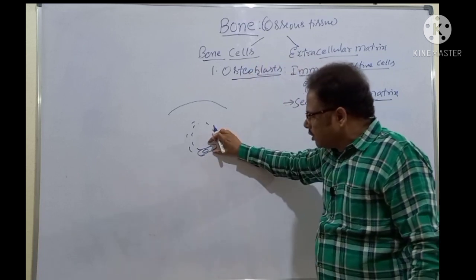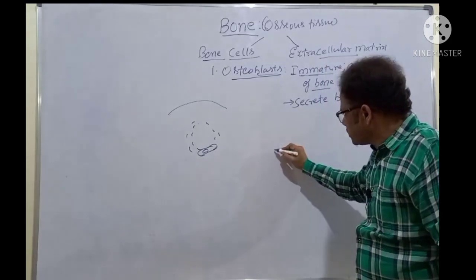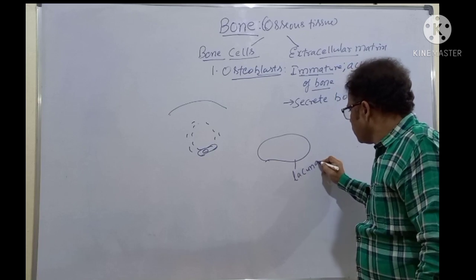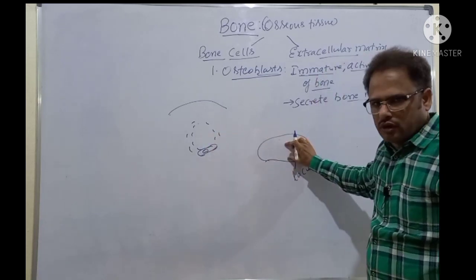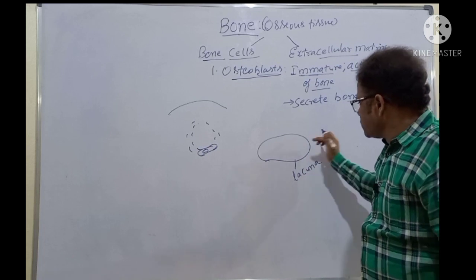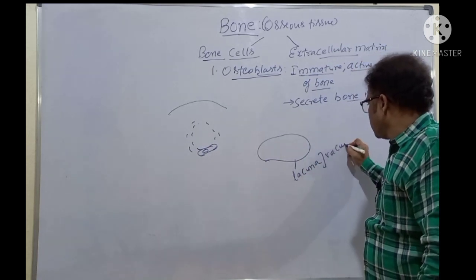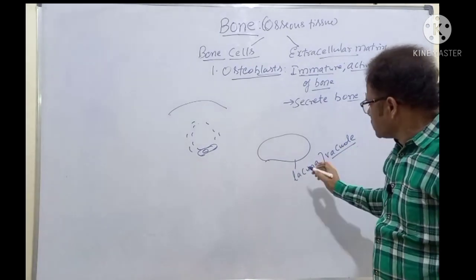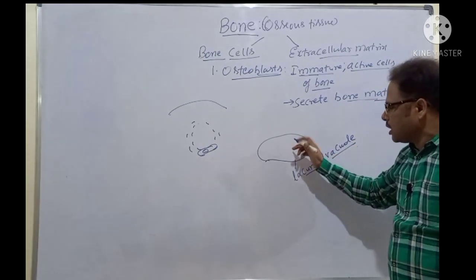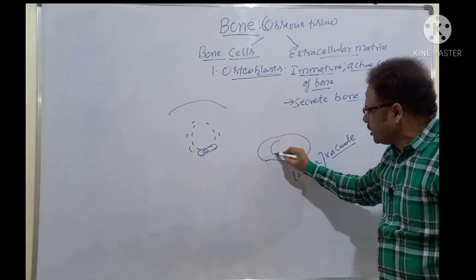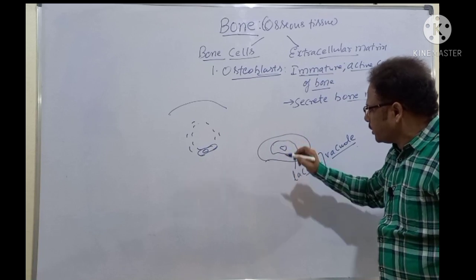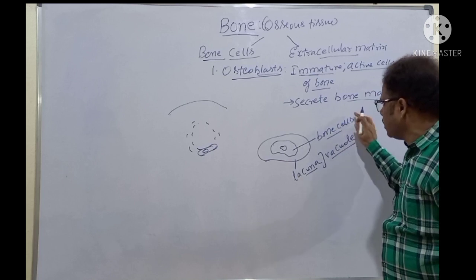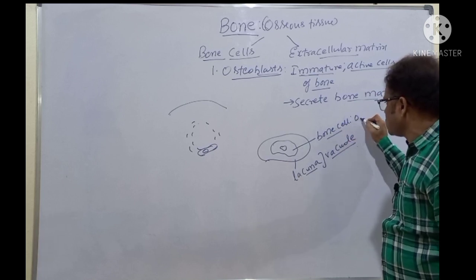I have drawn this one separately. Here, for example, is a lacuna. Clear? So this one is a lacuna, a vacuole-like structure. What is a vacuole? Vacuole means the empty space. So this lacuna is a vacuole or empty space into which the bone cell is present. Here is a bone cell and here is a nucleus. Which bone cell? Here called the osteocyte.